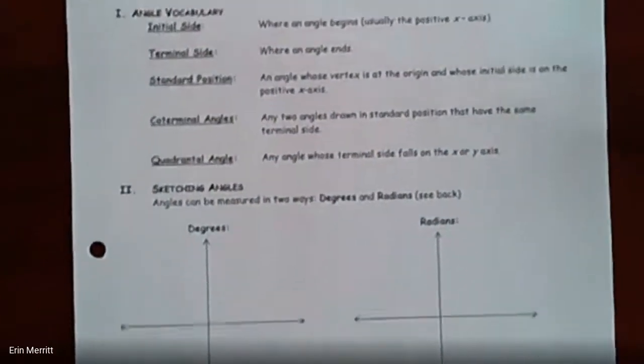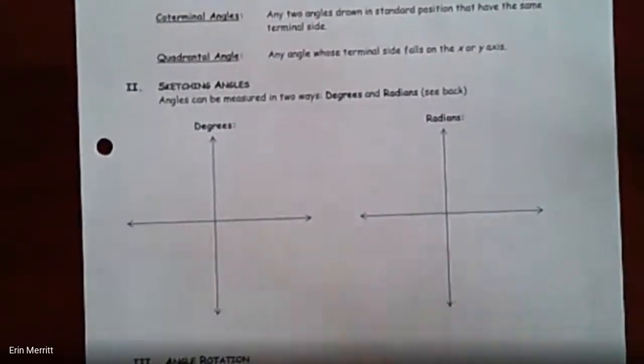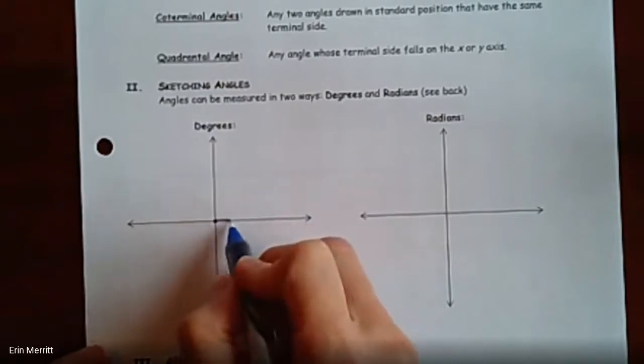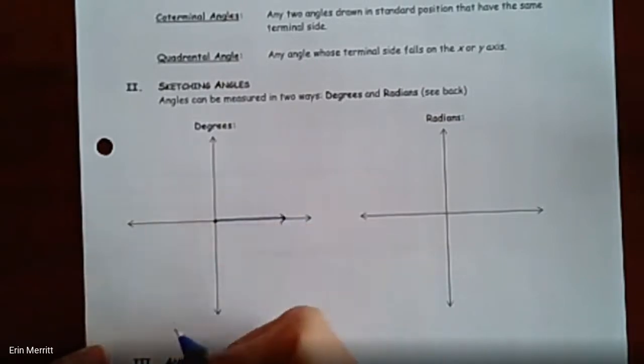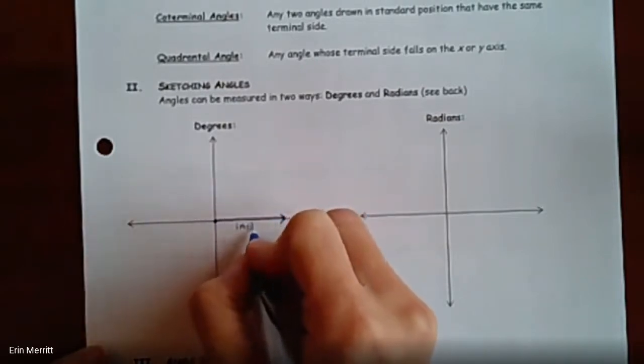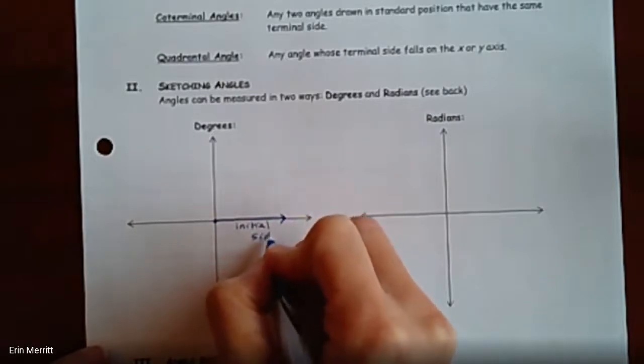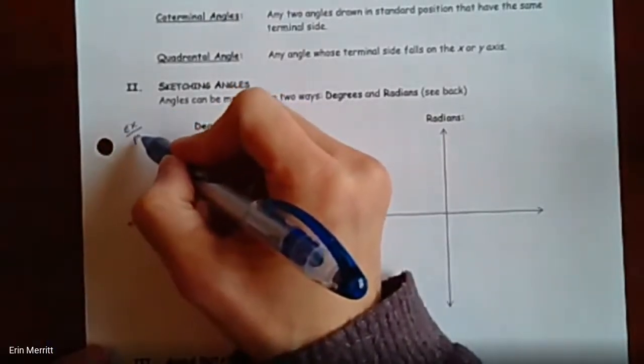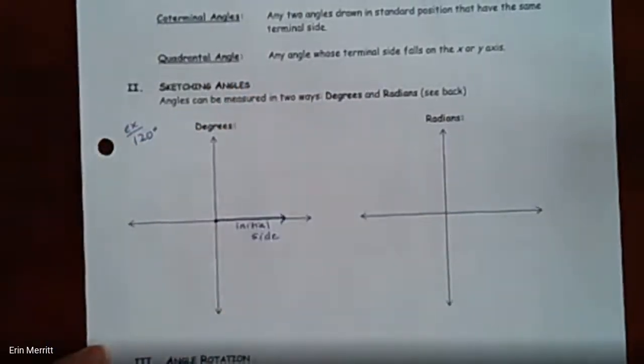So I'm going to come down to the graph here and let's start under where it says degrees. Under degrees, I'm going to draw an angle where the vertex is always right at the origin. We're going to start it right on the x-axis. So this is the initial side, or sometimes called the initial ray. And the idea of how we're going to draw angles is we're drawing them as rotations. So let's use an example of 120 degrees. That makes an easy one to start with.